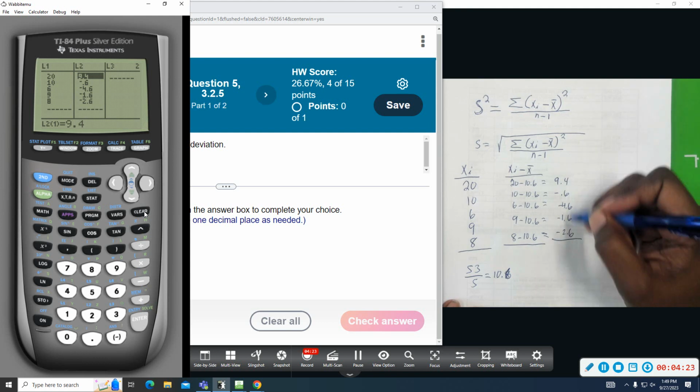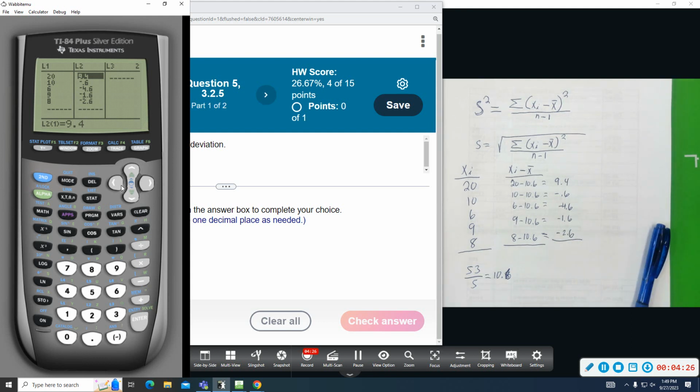Okay, if you add all of these numbers up, which I will do over here, 9.4 plus negative 0.6 plus negative 4.6 plus negative 1.6, and then plus negative 2.6. So this should be 0. Okay, that's always the case.